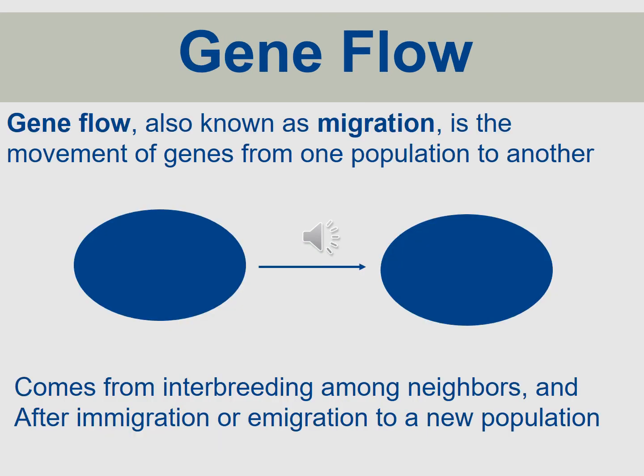Gene flow or migration, these two terms are synonymous, is the movement of genes in and out of populations. So we can explain changes in allele or gene frequencies sometimes because of migration. Populations may migrate to or migrate from specific populations.